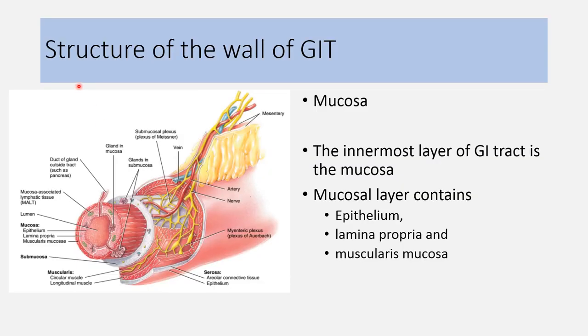Now it is time to understand the structure of the wall of the GIT. The innermost layer of the GIT is the mucosa. Here we can see the innermost layer, that is the mucosa, and this mucosal layer contains epithelium, lamina propria and muscularis mucosa.